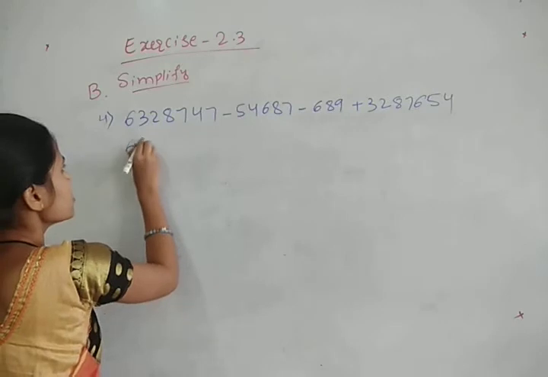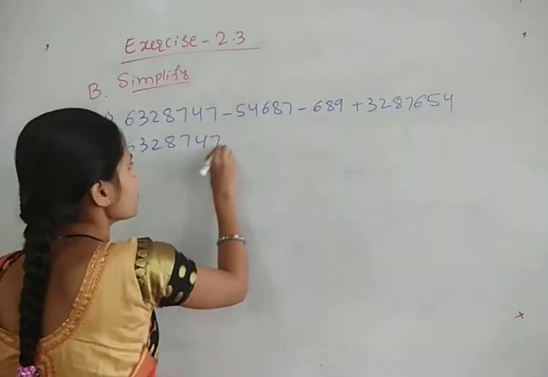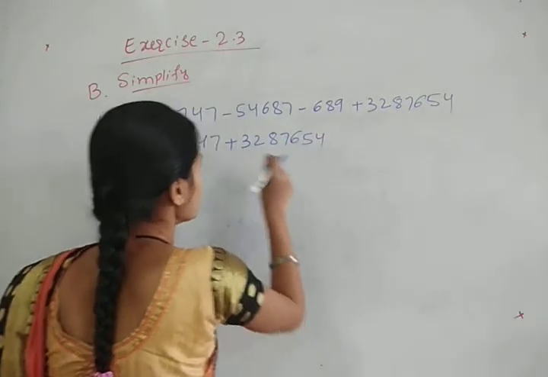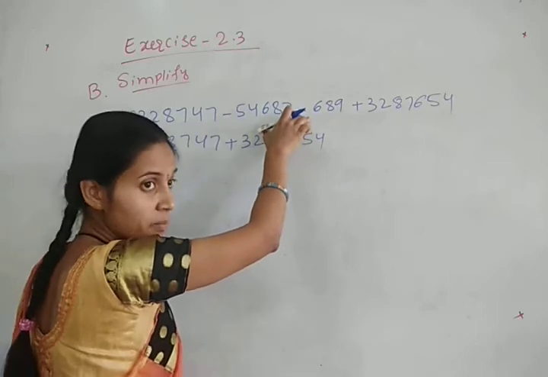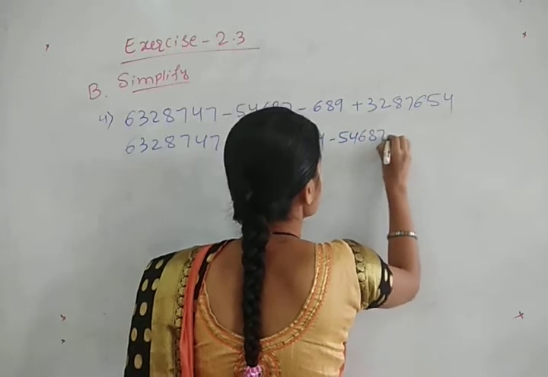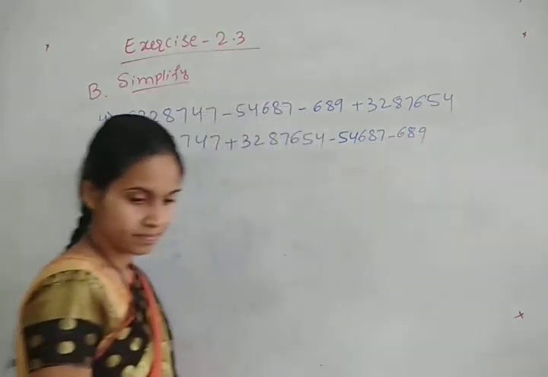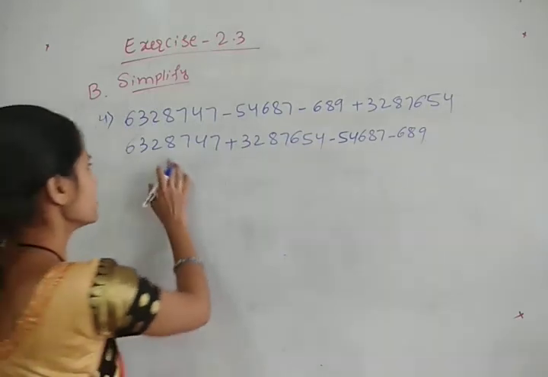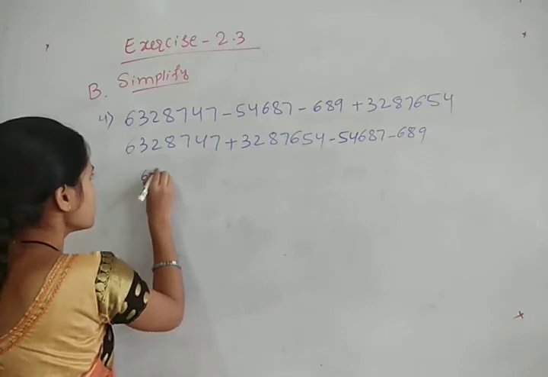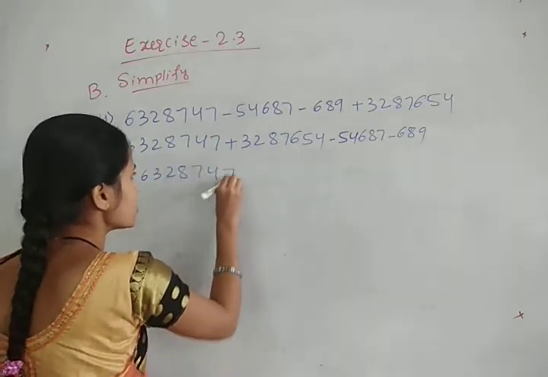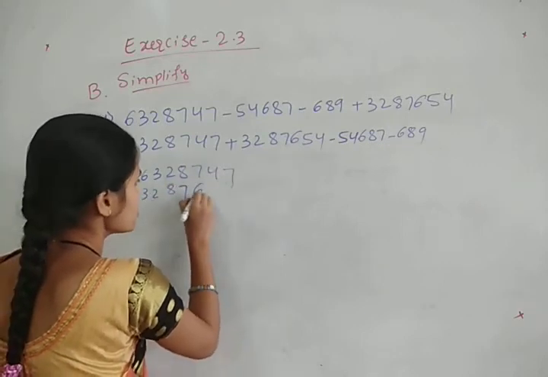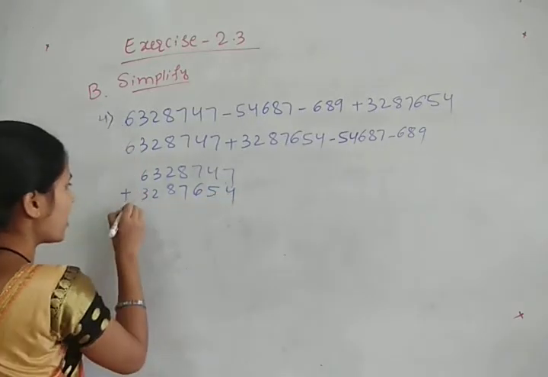Okay, see here. 6328747 plus 3287654. Okay, now write these two numbers which are with my minus symbol on another side. 687 minus 689. Okay, see here. Now in the next step I will add these two numbers. Okay, see here. 6328747 and 3287654. Now add these two.